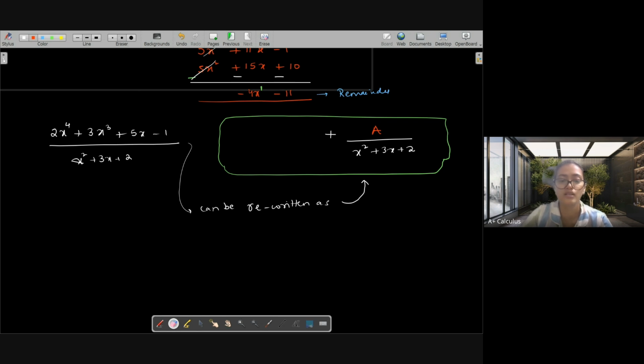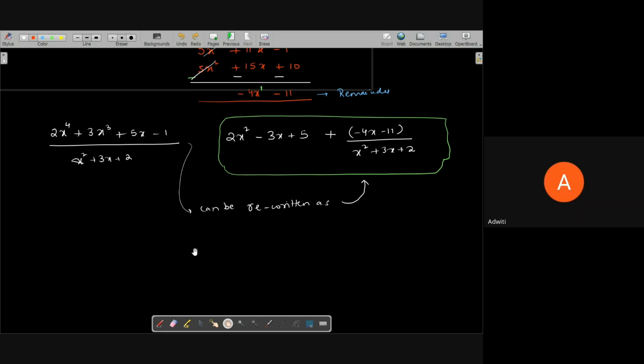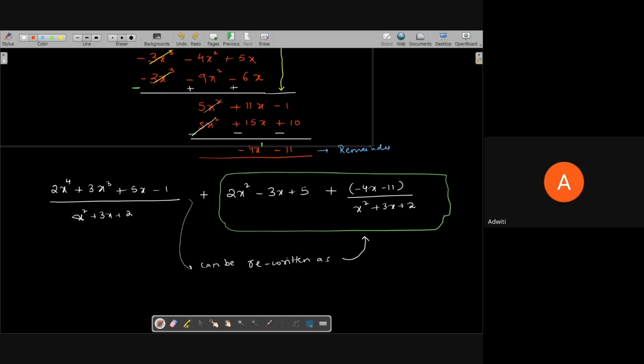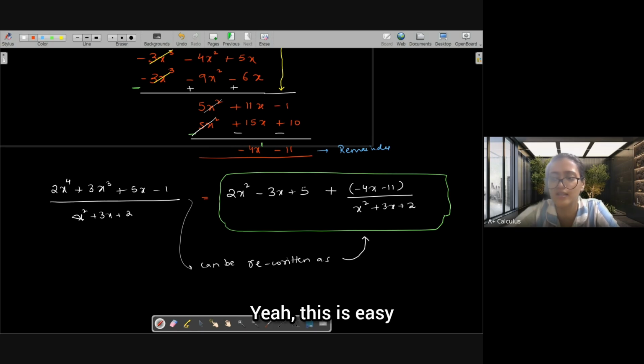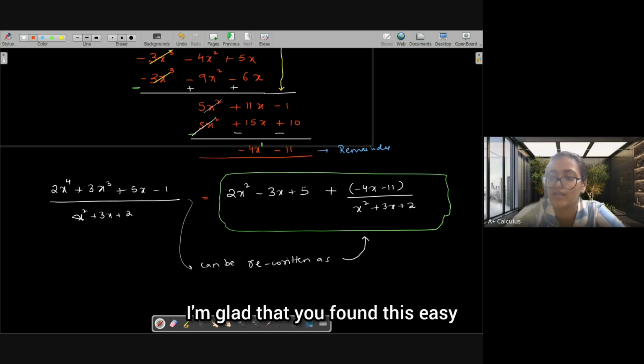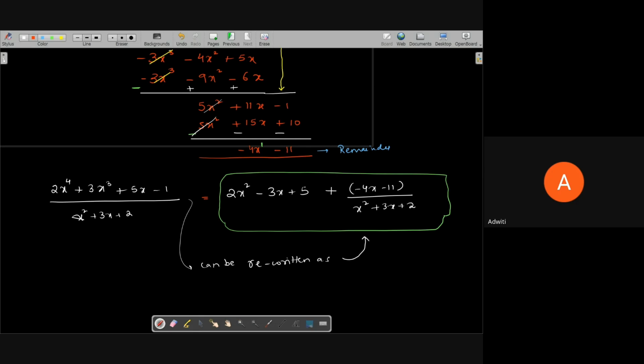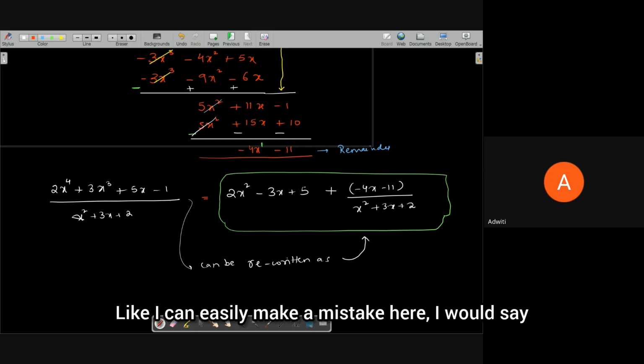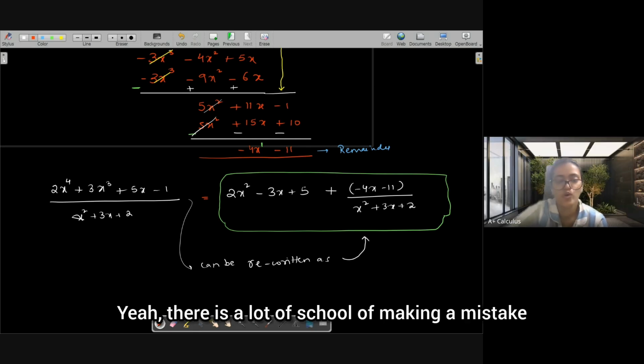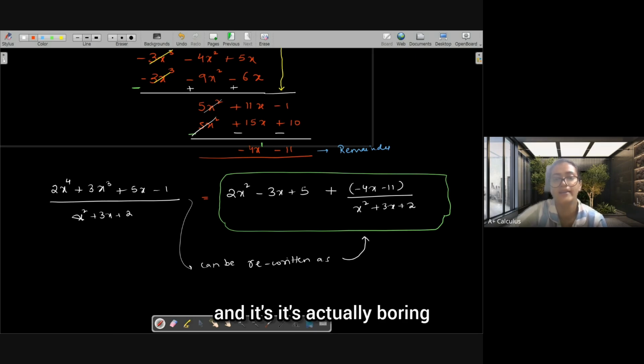Okay, so two things. We should be able to find out the quotient and the remainder. That's easy. Yeah, this is easy. I'm glad that you found this easy. Mostly students find this difficult. It's just really repetitive. Like, I can easily make a mistake here, I would say. Yeah, there is a lot of scope of making a mistake, and it's actually boring. It's very iterative. So that's why. But other than that, it's really easy.